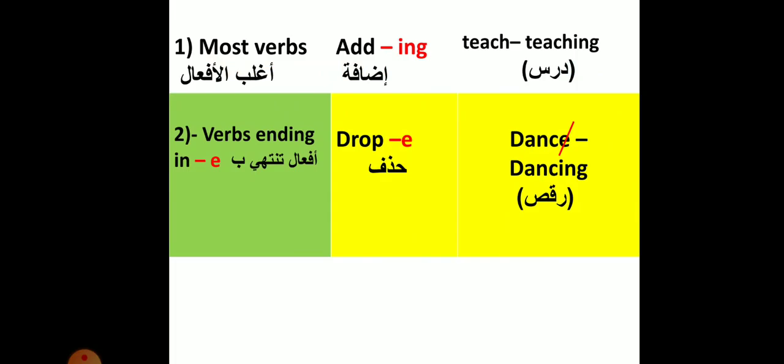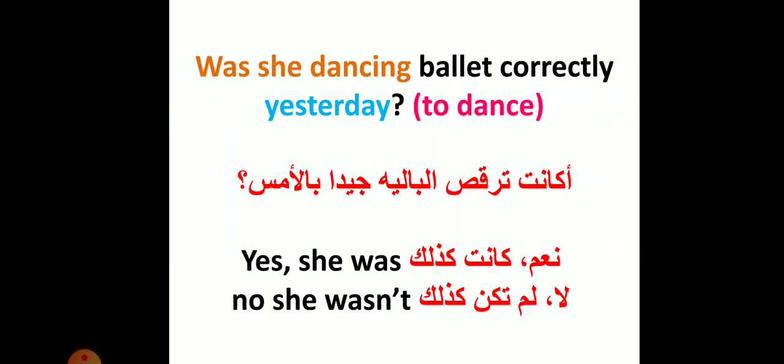The second rule, verbs ending in E, we drop the E and we add ing. For example, verb to dance, we drop the E at the end of the verb and we add ing. Dance, dancing. For example, was she dancing ballet correctly yesterday? Here we have verb to dance in the past continuous, in the interrogative form. And the yes/no answer is yes, she was. No, she wasn't.